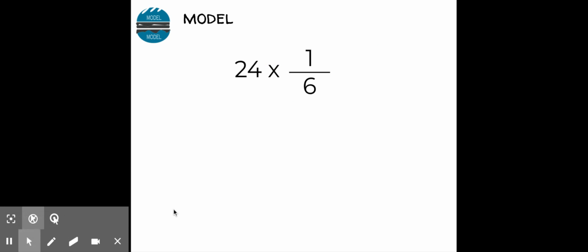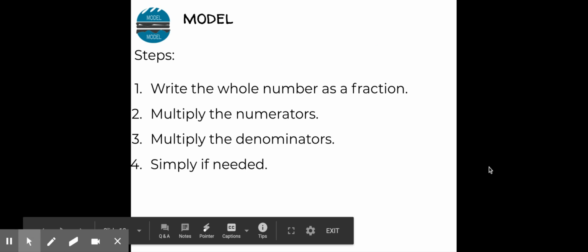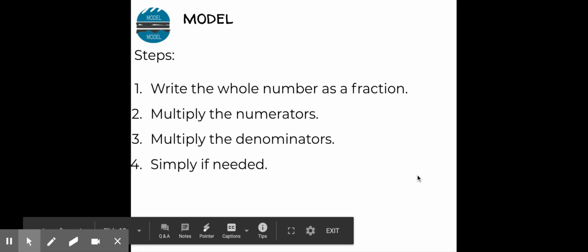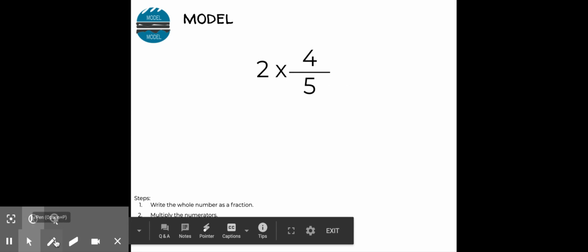Our steps for today's lesson are to write the whole number as a fraction, multiply the numerators, multiply the denominators, and then simplify as needed. Let me show you one more example.